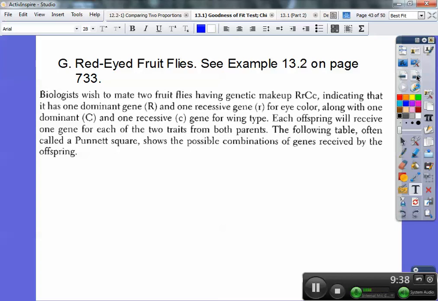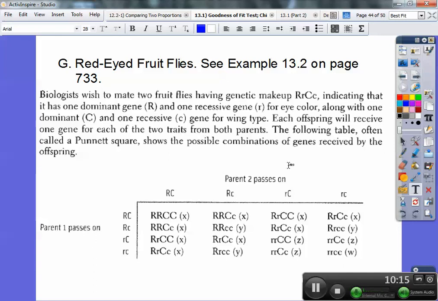Biologists wish to mate 2 fruit flies having genetic makeups capital R, little r, capital C, little c, that indicate that it has one dominant gene R and one recessive gene small r for eye color. And for the wings, it has one dominant C and one recessive lowercase c gene for the wing type. Each offspring will receive one gene for each of the two traits from both parents. So the following table is called the Punnett square, and it shows the possible combinations of genes received by the offspring.